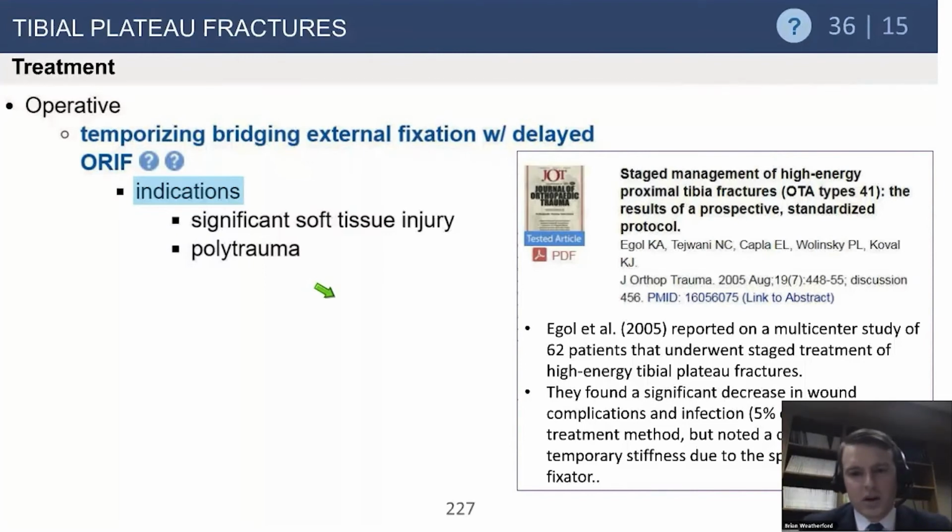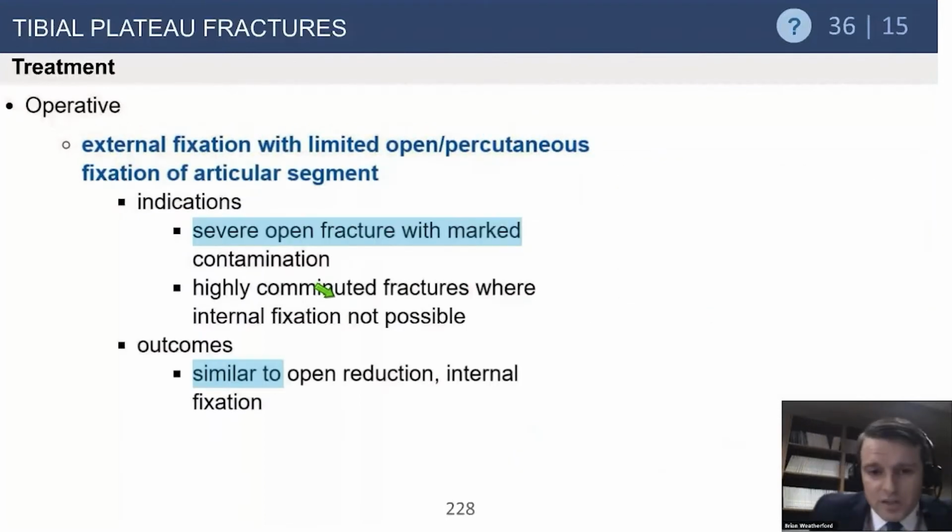It's by Egol et al. It was done out of NYU in 2005. And this looked at temporary bridging external fixation with delayed internal fixation for tibial plateau fractures. Now, this does not mean that every tibial plateau fracture should be treated with an external fixator initially. There are certainly injury patterns that are safe to perform immediate internal fixation, and you would save that patient a second surgery. However, in high energy bicondylar patterns and high energy unicondylar patterns, this study did show that there is a benefit to placing a spanning external fixator and delaying their treatment until it's safe to perform an open exposure.